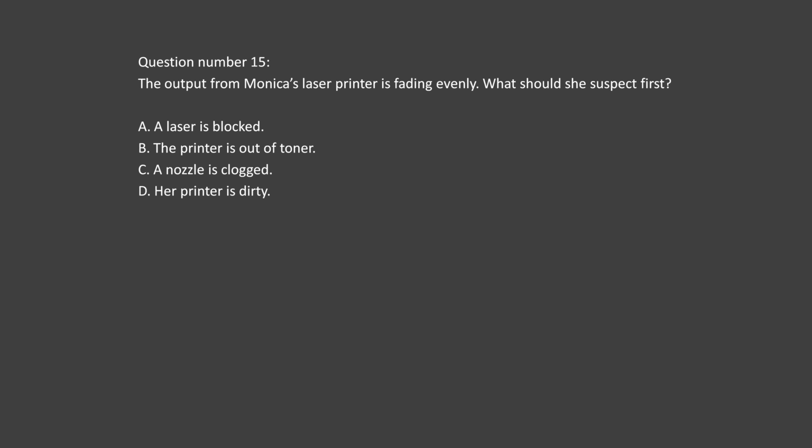Question number 15. The output from Charlie's laser printer is fading evenly. What should she suspect first? Option A. A laser is blocked. Option B. The printer is out of toner. Option C. A nozzle is clogged. Option D. Her printer is dirty.